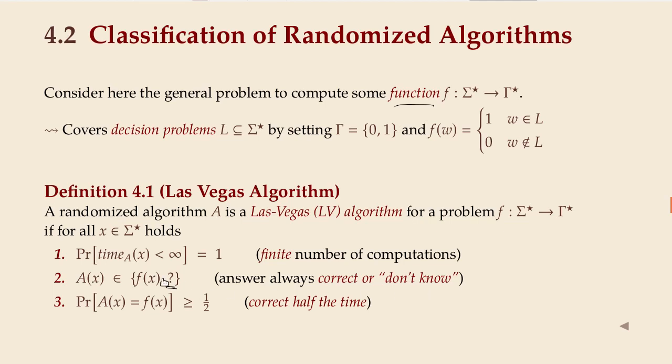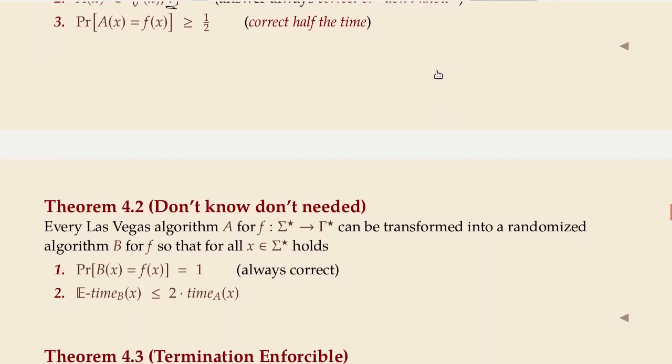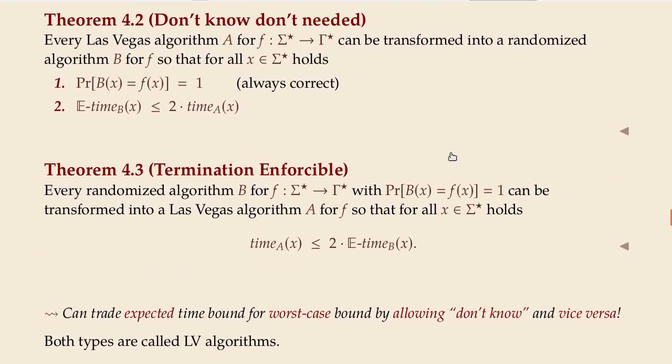Now you might be a bit concerned about this don't know thing, and indeed there's a certain trade-off, in the sense that given a Las Vegas algorithm A for a certain problem, we can generate another algorithm B that always returns the correct answer and never says I don't know. We also get a guarantee on the time that this algorithm spends, but this time we only get an expected time bound.